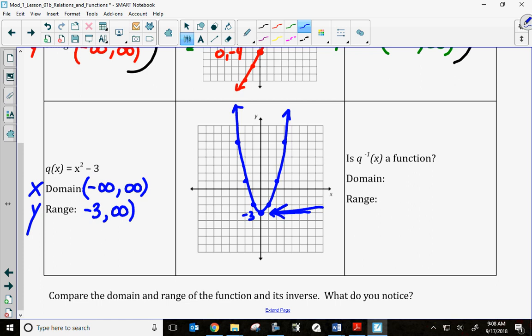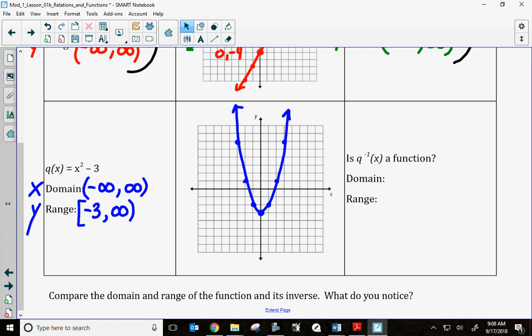All right? Now, this is a review for you guys. I'm going to put a square bracket here instead of a parenthesis. The square bracket means I'm including negative 3. There's actually a point right at negative 3, so I want to include negative 3, so I do a square bracket. Anytime I include the number, it's a square bracket, not a parenthesis. All right?